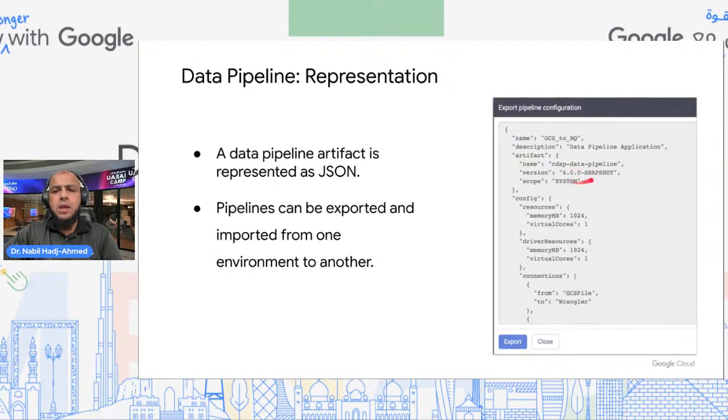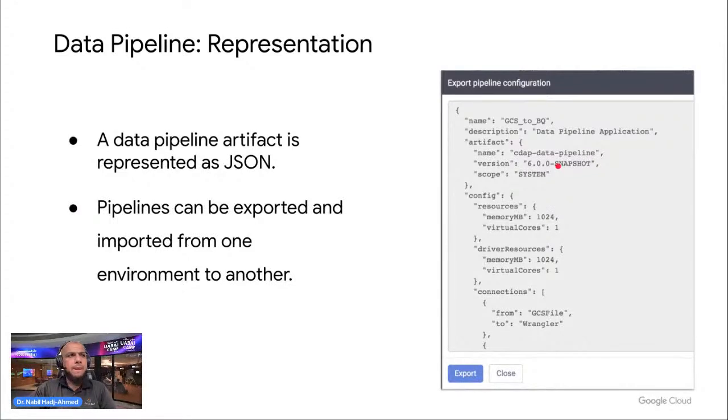It uses version 6.0.0. It also gives configuration, such as how much memory is going to be used and how many cores. It goes from the GCS file to the Wrangler to the plugin where it does transformation. This is from the previous example. I can save this one and export it, and this is how I bring in pipelines from other sources as well. I can import data pipelines from CDAP running in another environment, or I can export this to another environment. I do it in the GUI, and it will be exported in JSON format.